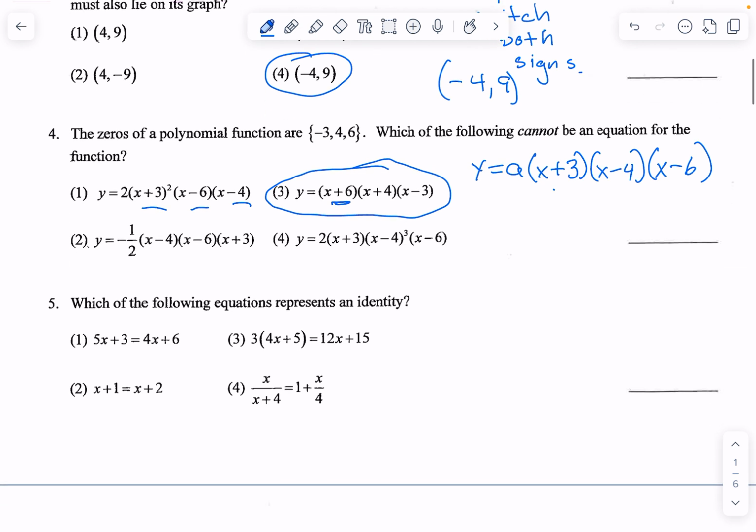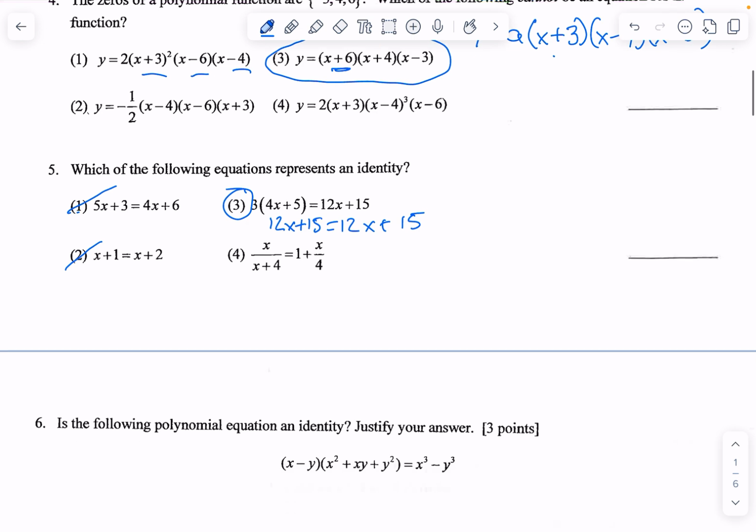All right, so the identity, both sides have to be equal with each other. And this has to be 12x plus 15 is equal to 12x plus 15. So that's what an identity looks like when you get down to that last line, when you simplify.